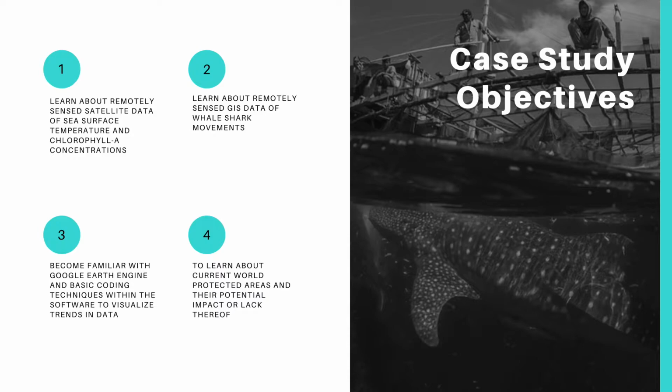The second objective is learning about GIS data. So the data I have you use in this case study is GPS location of tagged whale sharks. So just learning about how GIS data is used and how to manipulate that. The third objective is becoming familiar with Google Earth Engine as a tool. It's a very, very powerful tool, and just getting a little bit more familiar with using Google Earth Engine and coding in Google Earth Engine, manipulating data within Google Earth Engine. And then the last objective is to learn about existing world protected areas, specifically marine protected areas, and their potential effectiveness at conserving whale sharks.